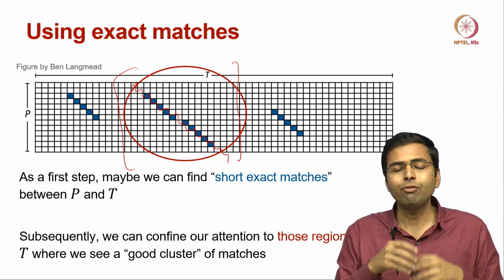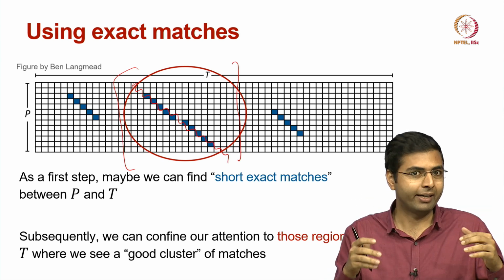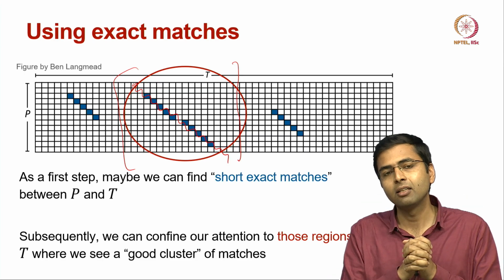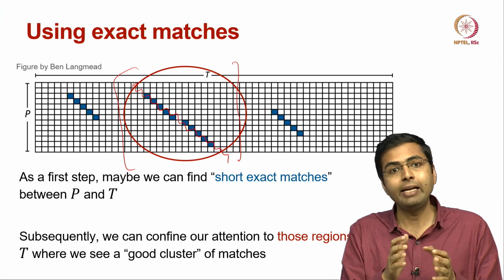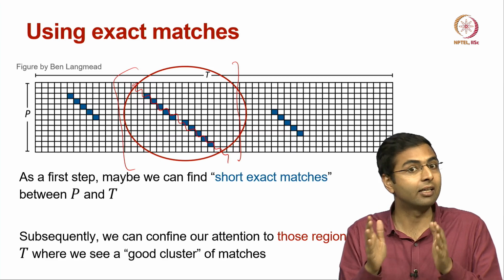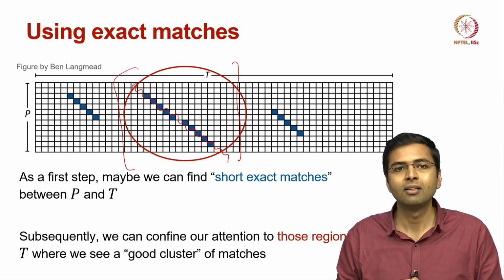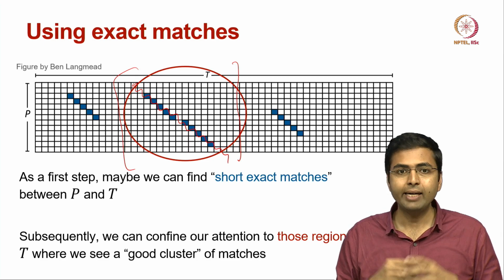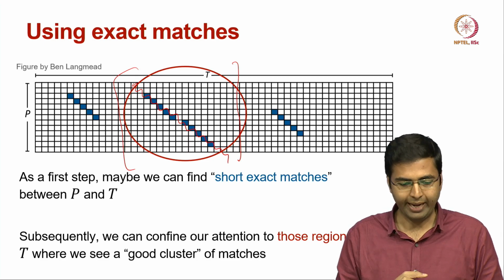So, this is a rough idea of how these heuristics are going to operate. That is, we are going to use exact matches and then we will confine the attention to those regions of the text where a sufficient number of exact matches occur. Okay. So, let us formalize these ideas next.